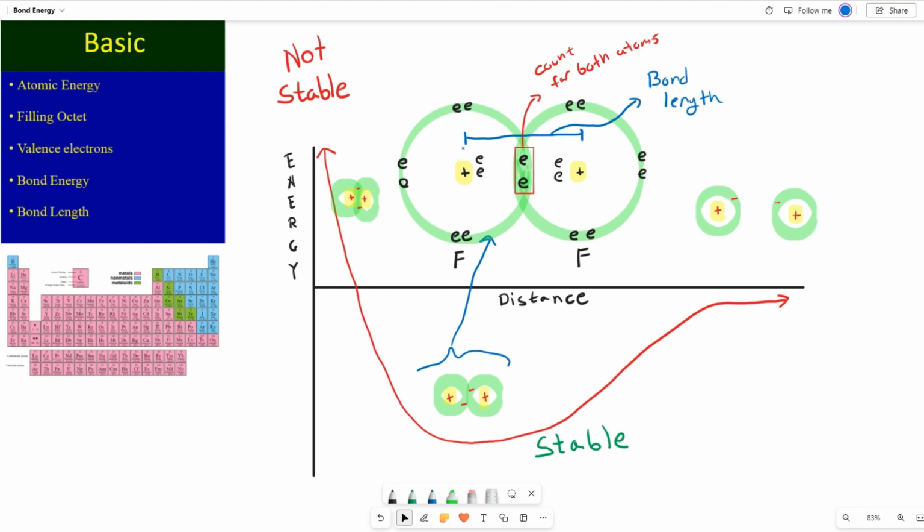All right. I hope you have a better understanding of why atoms bond, why it's important to fill an octet, and why there's this sweet spot for how close atoms want to get to each other to have low energies. That's it for this lesson.